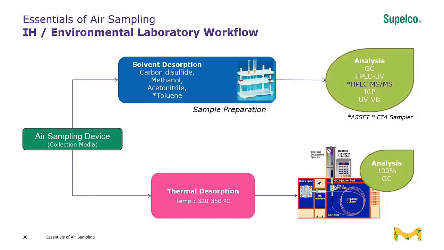Another type of sampling device, known as thermal desorption, those tubes do not have a sample preparation step. And with the sampling criteria that came with the tube, the laboratory goes from receipt of the sample, checking in the sample, and then staging it for analysis on a GC-TD instrument.